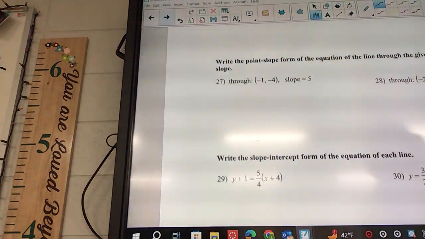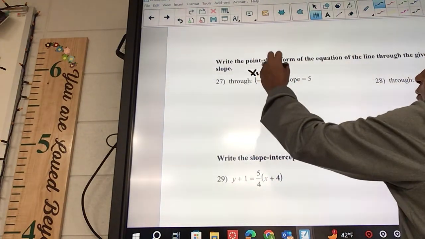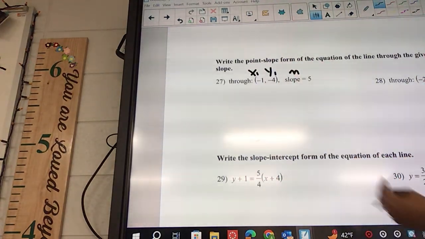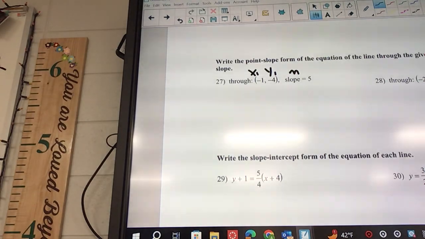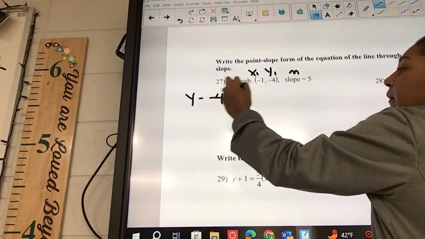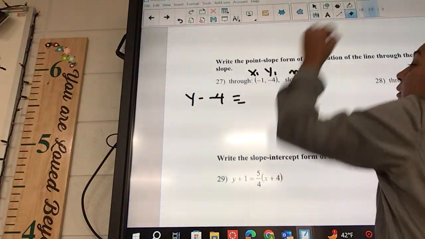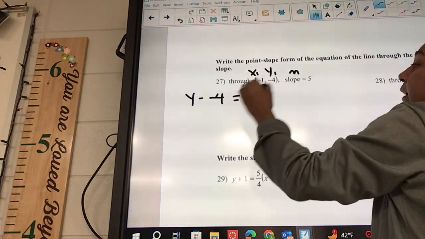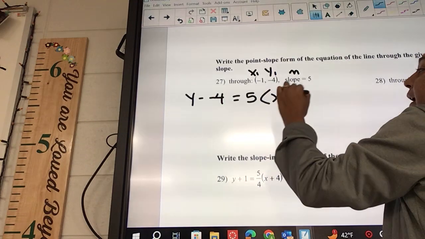Okay, 27, write the point slope form of the equation of the line. So we can go ahead and label these: x1, y1, and that's my m. And again, we wrote down all the formulas and the steps yesterday. So it's gonna look like y minus my y1 equals my m, which is 5, times x minus x1.